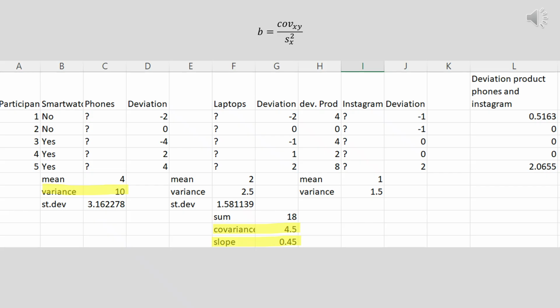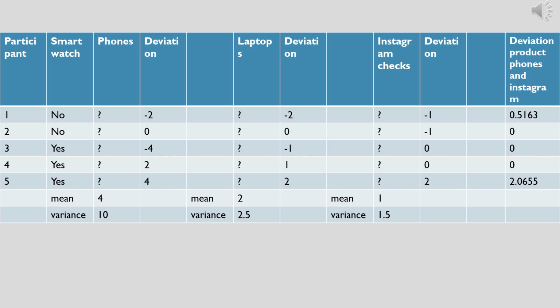How would you interpret that slope? The interpretation of the slope is for every additional phone somebody owns, we would predict that the number of laptops they own increases by 0.45. All right, so we've got the slope for the number of phones and how that's related to the number of laptops. But now, remember in regression, we're all about trying to figure out the equation for the line of best fit. So now we need to figure out the y-intercept.